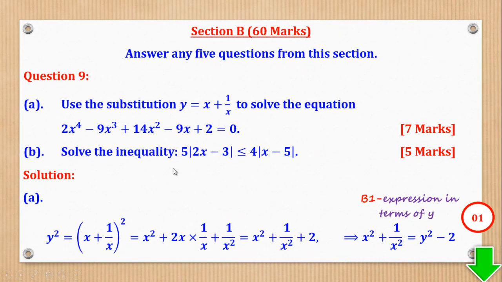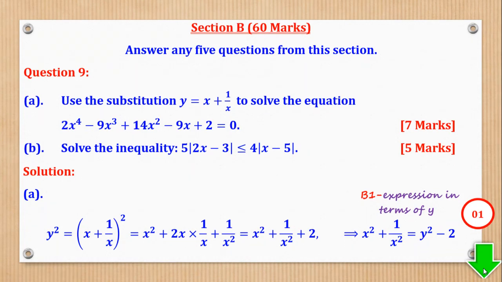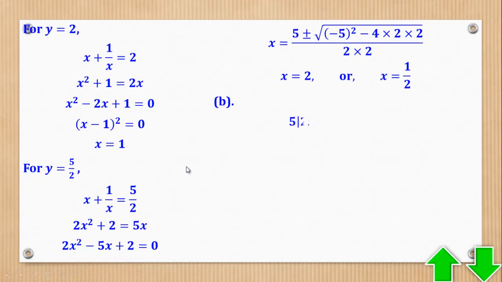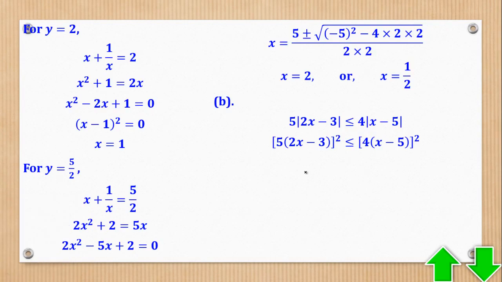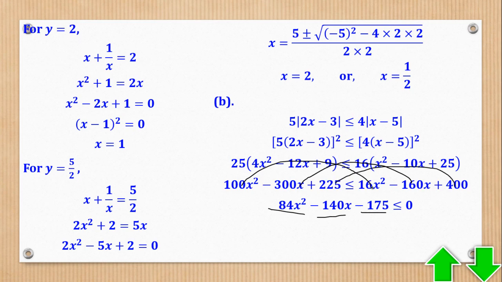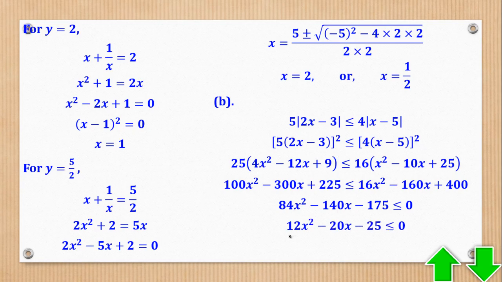Then part B says solve the inequality, this one. So there are magnitudes. Magnitude means plus or minus. So to remove the plus or minus, you have to square both sides. Then we expand, open brackets, collect like terms. So this goes this side to give you this. This goes this side to give you this. And this goes this side to give you this. Then leaving this side less than or equal to 0. So simplify, you get that.